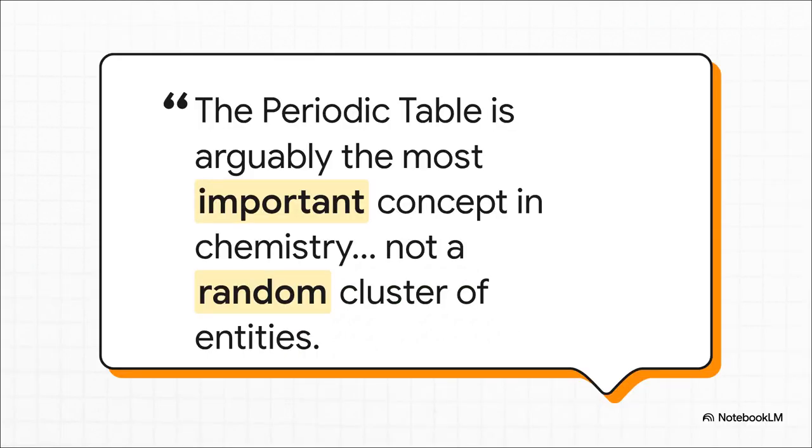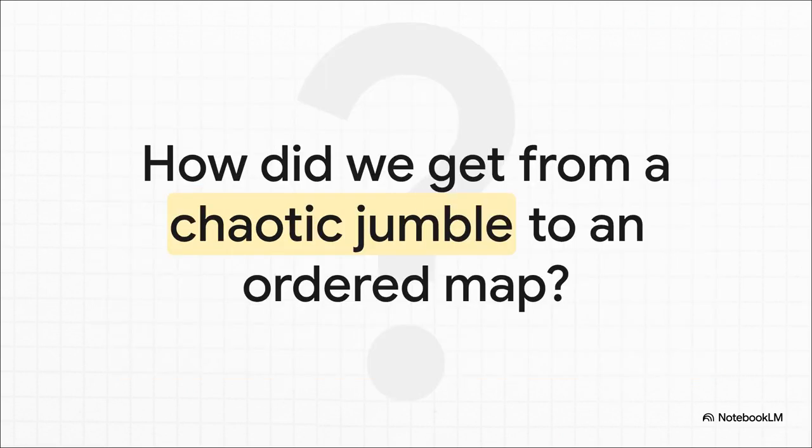Just listen to Nobel laureate Glenn T. Seaborg. He called it arguably the most important concept in chemistry. Why? Because it proves that the elements, the very building blocks of everything, aren't just a random jumble. There's a pattern, a family resemblance. That really sums it up, doesn't it?